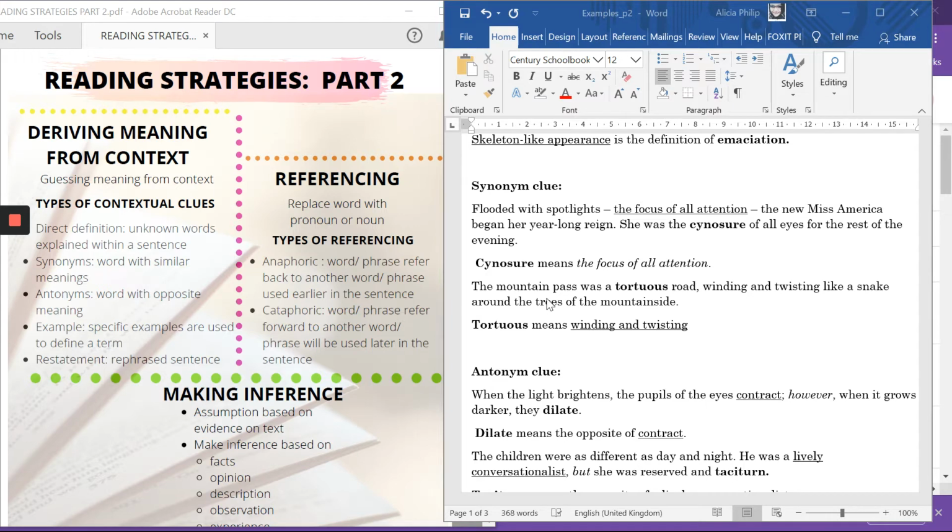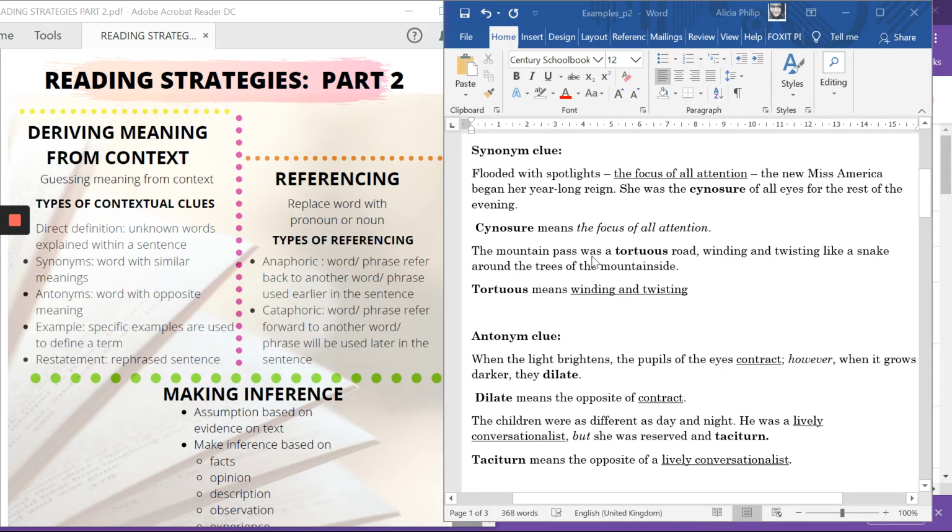Now let's look at the second example. The mountain pass was a tortuous road, winding and twisting. So for this word, the direct definition is winding and twisting. You look at the context, snake around the mountain tree. So the context is there, and the synonym is given after the comma. So this is another clue that you can find in your reading passage.